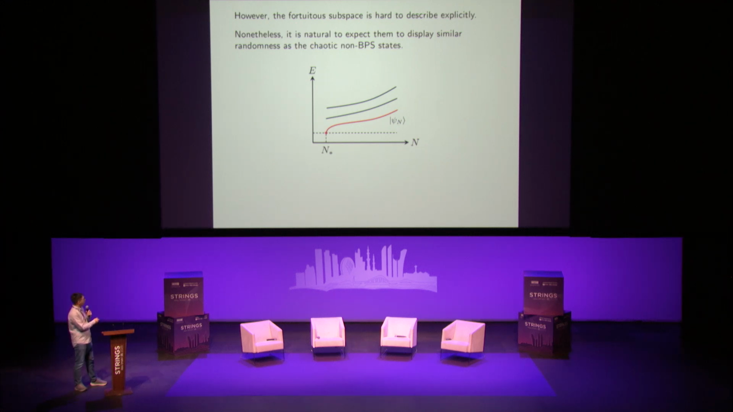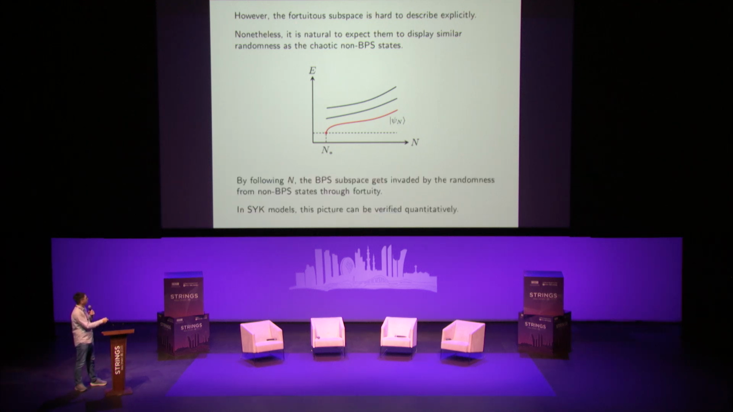So the idea is that in this following n story, we can not only follow the energy of the states, but also imagine following the wave function psi of the state. And if we assume that the non-BPS states are highly random, they are chaotic, then through following n, they carry this randomness into the BPS subspace. So in a way, we can say that the BPS subspace gets invaded by this randomness from these non-BPS states through the phenomenon of fortuity. While this does not happen in the cases without fortuitous states. Now, this is a qualitative picture, but in SYK models, we verify this picture quantitatively.